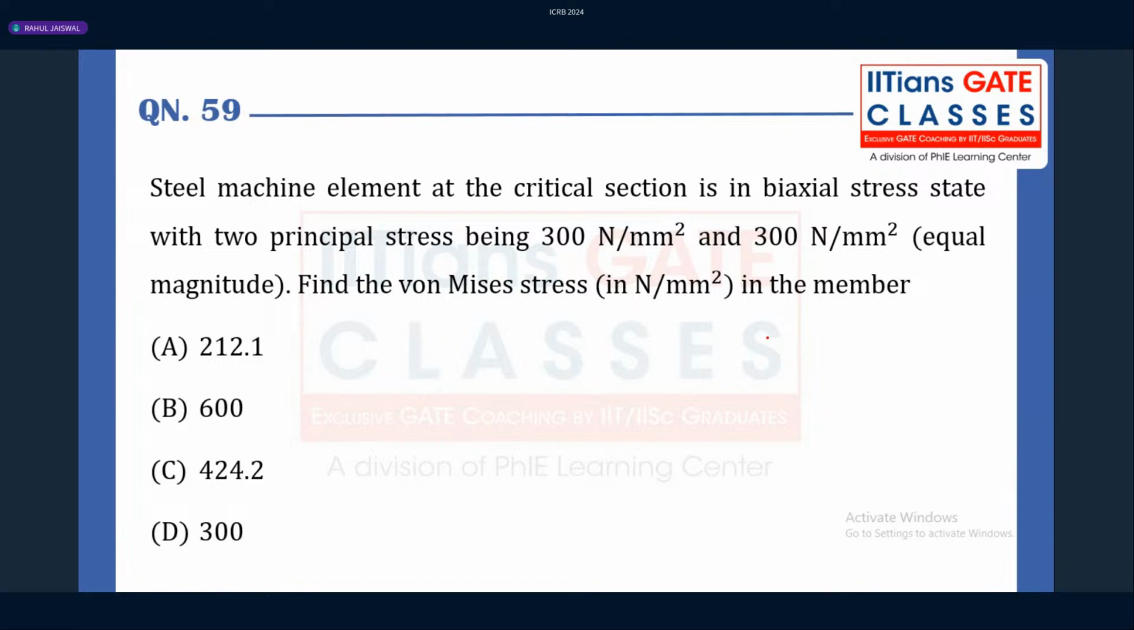Coming back to the next part. The steel machine element at the critical section is in a biaxial state of stress, with the two principal stresses being 300 and 300 megapascal, equal in magnitude. Find the von Mises stress in the member. Now, what should be the correct answer, guys, for this question? Again, it is one of the easy parts.